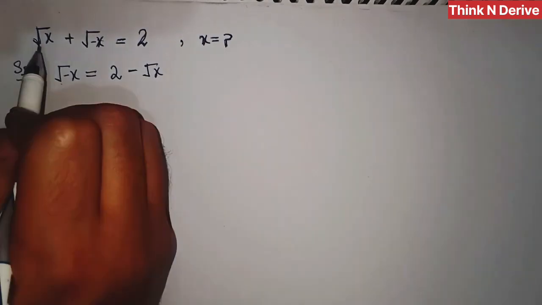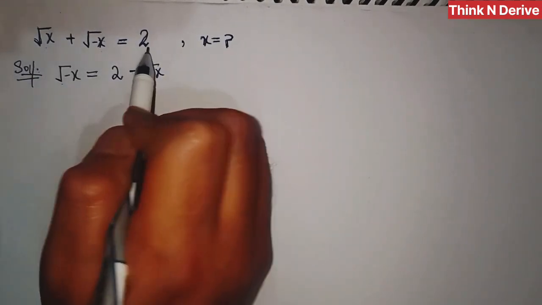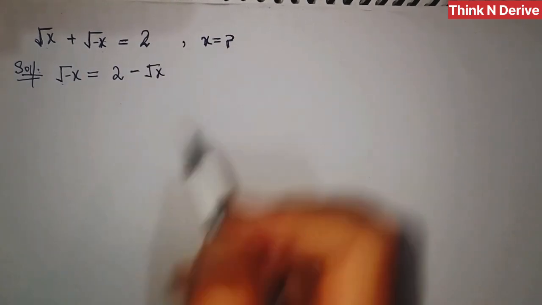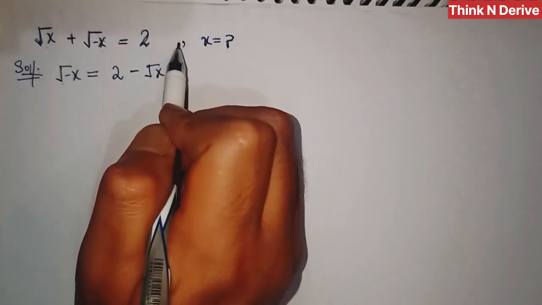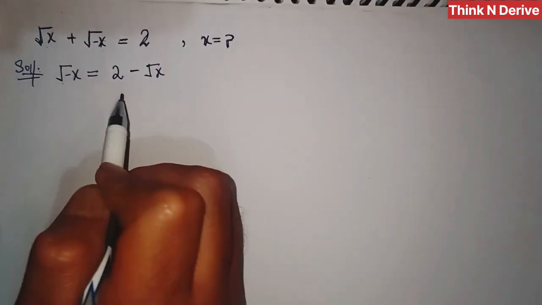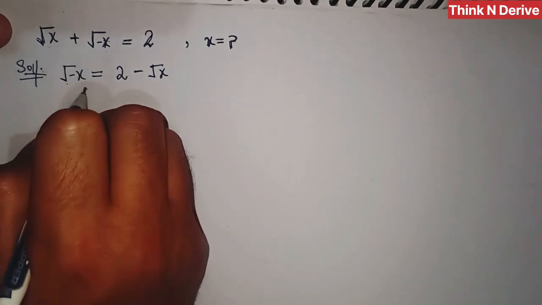In this video, we will solve this equation, √x + √(-x) = 2, and we will find the value of x. So in the very first step, we will transpose √x to the right-hand side. So it will become √(-x) = 2 - √x. We will square both sides.